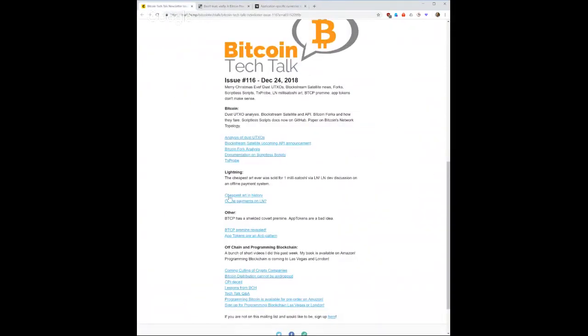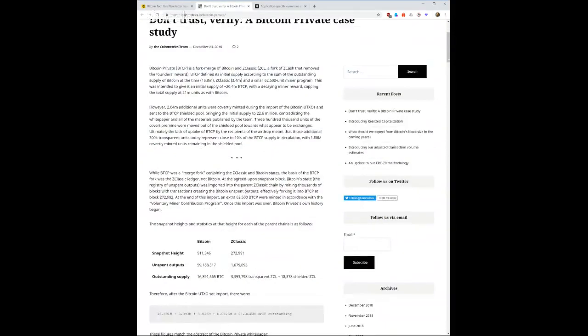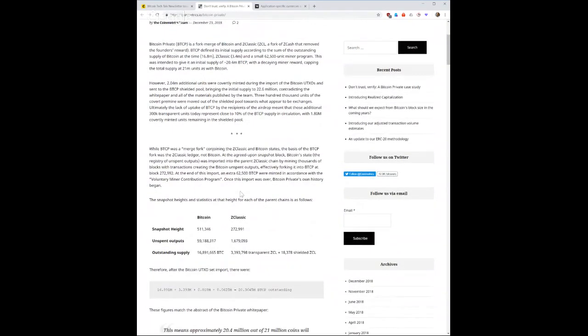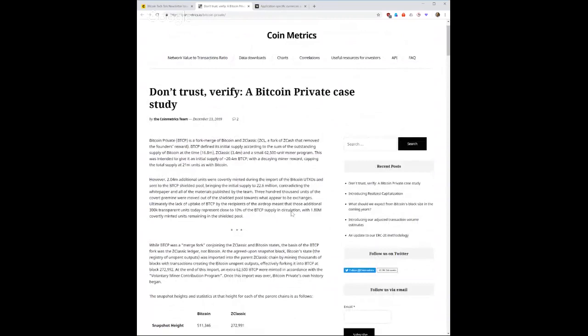All right, next one, BTCP pre-mine revealed. This was a story going around yesterday. Bitcoin Private, brainchild of, I think, Greg Creighton and some other people. It was sort of like a fork merge of Bitcoin and Z Classic. It was a Bitcoin hard fork kind of, except they imported all of the UTXOs. Turns out that they had a stealth pre-mine of about 2 million coins, and the reason they could do that was because of shielded transactions in Zcash.